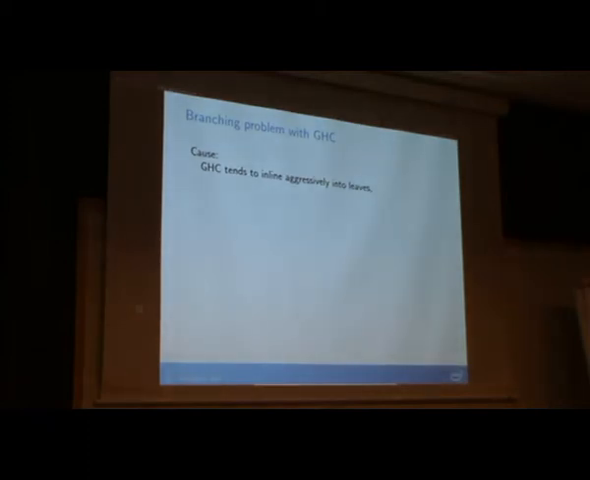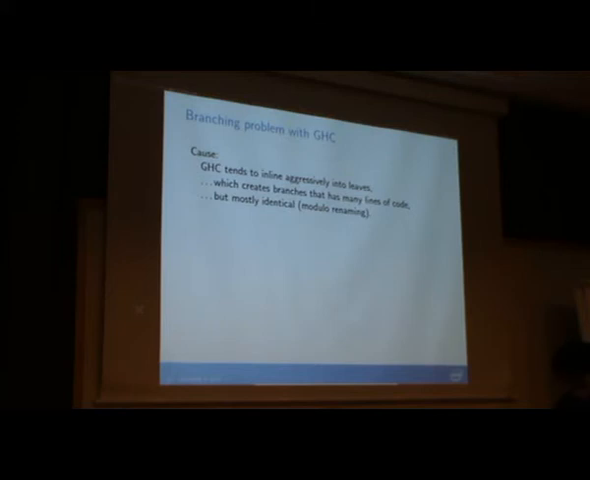It turns out this branch problem is particularly serious for GHC compiled programs. This is because GHC tends to inline aggressively into the leaves. So we end up with a program that contains a fairly large number of lines of code in each of the branches. So this is bad for both CPU and GPU. These branches share a lot of common expressions, modulo alpha renaming. They are only a little bit different.